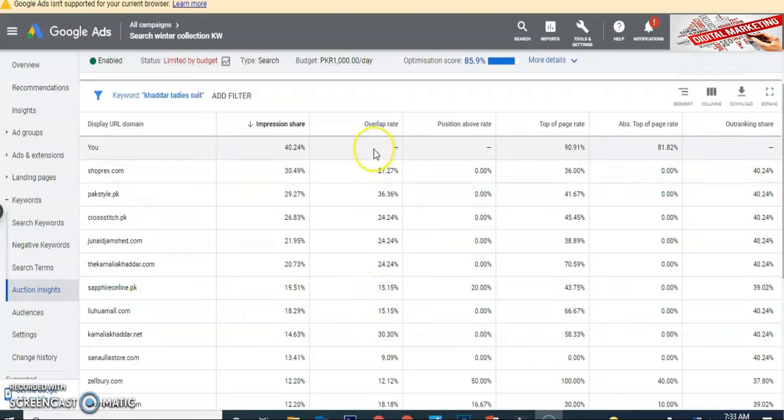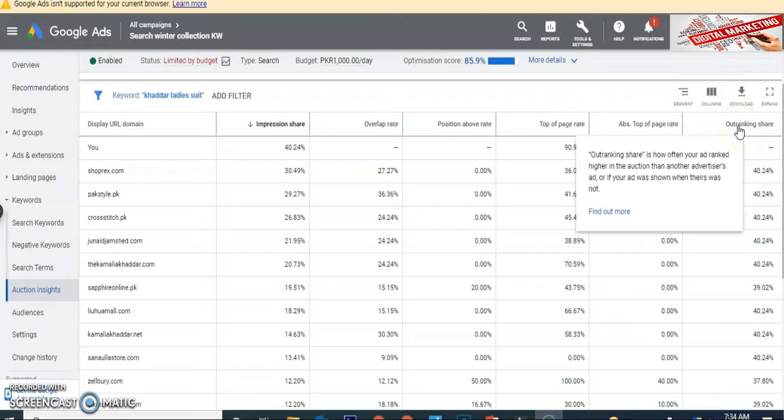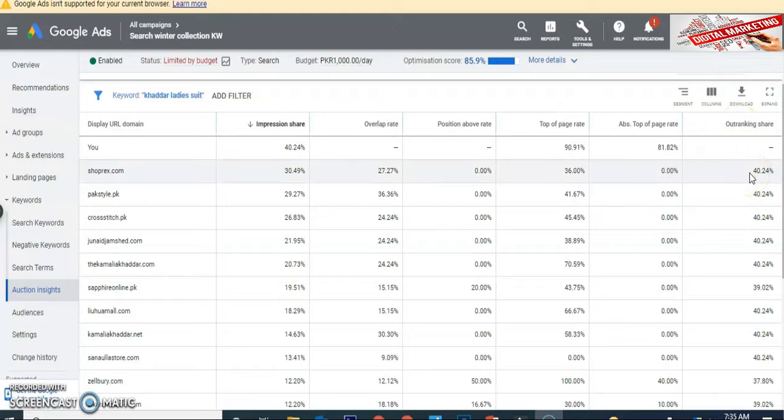So I'm repeating, when someone is searching for the keyword Khaddar lady suit and your ad is appearing, how many of the times your competitor's ad is appearing with your ad. Park style is appearing most of the time with your ad. Position above rate means how many of the times your competitor's ad is showing above your ad. Only SapphireOnline.pk is showing 20% of the time, whereas Zelbari is 50% of the time. And there is also one more parameter, which is outranking share. This shows the percentage you outrank your competitor is a maximum of 40% of the time.